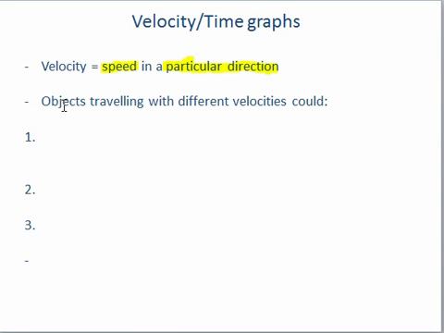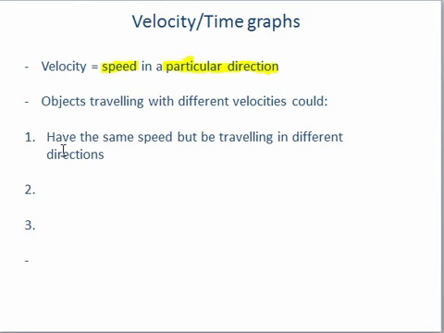So objects travelling with different velocities could have the same speed, so they could be travelling at the same speed, but in different directions. For example, you've got two lanes on a motorway. You could have two cars travelling at 70 miles per hour, but one may be travelling northwards and one may be travelling southwards. And so they would have different velocities, but the same speed.